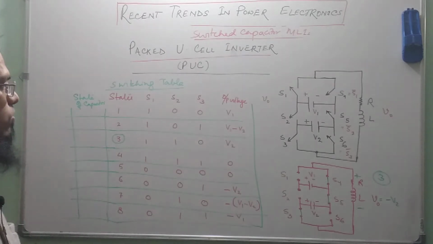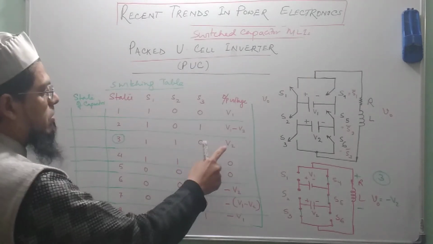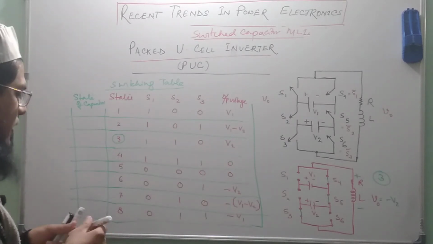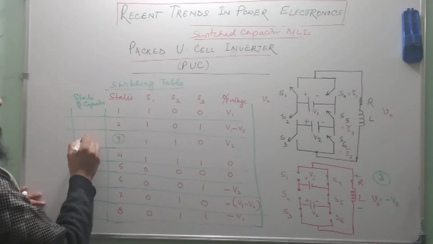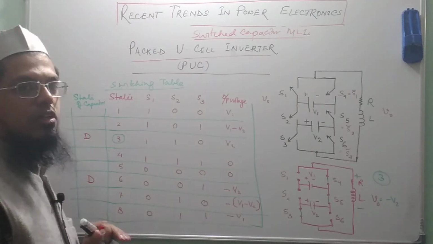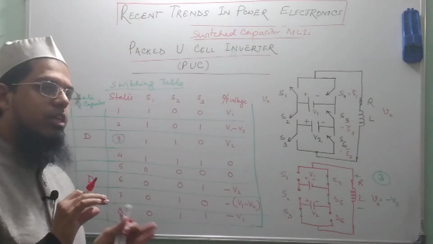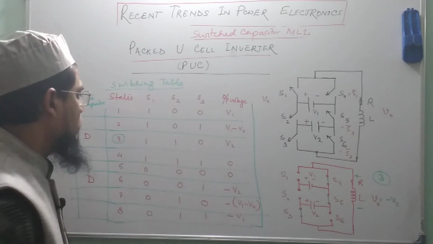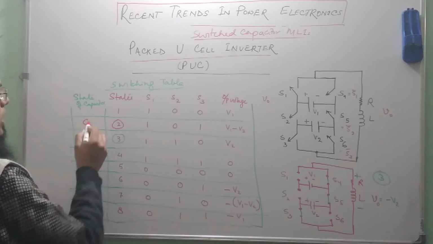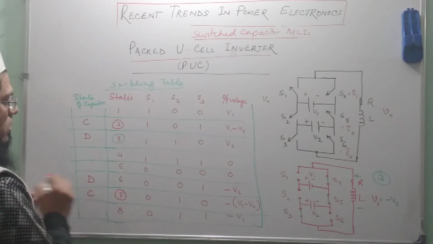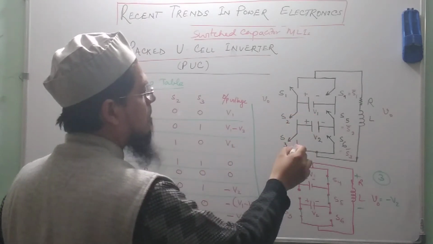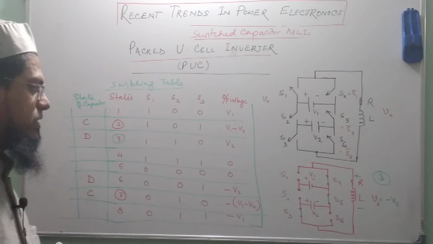You could easily see that when the capacitor alone is involved in the circuit, it is basically discharging. So in these two states, state 3 and state 6, the capacitor is discharging. That means the voltage appearing across the capacitor is coming down, while in these two states, state 2 and state 7, the capacitor is charging. You could see that this battery is in series with the capacitor, so it is basically charging the capacitor.